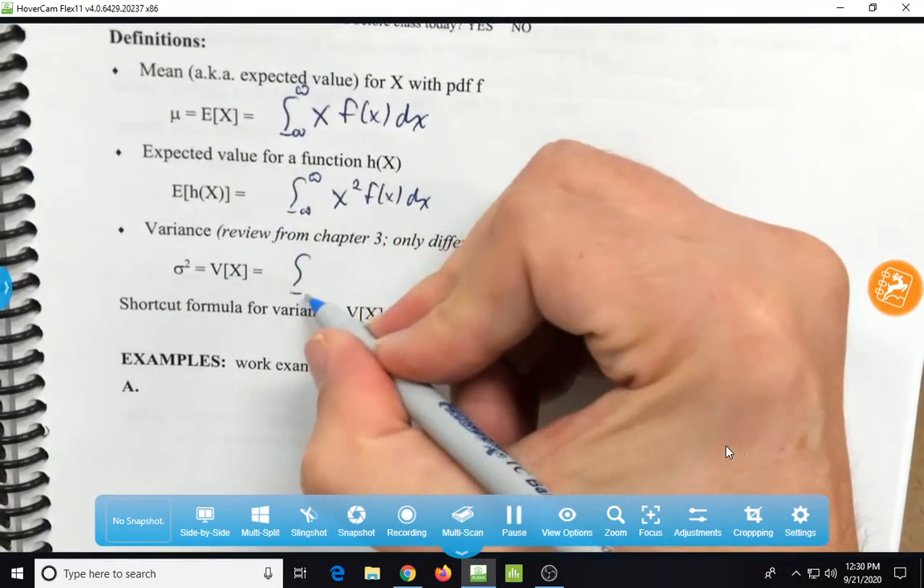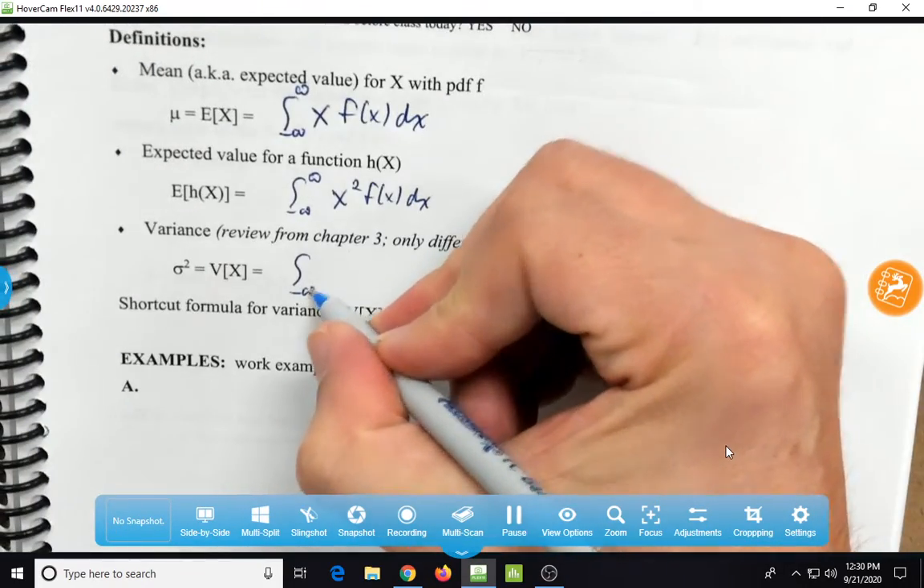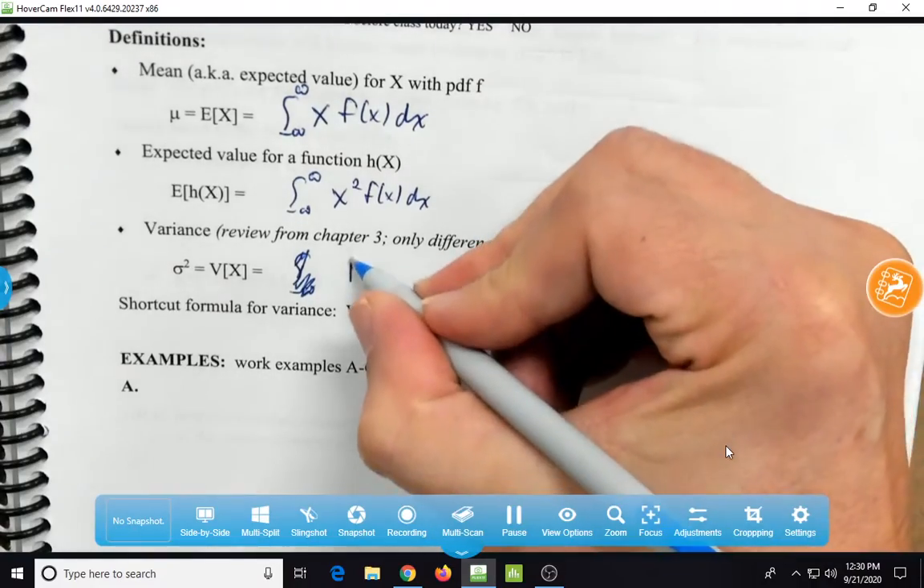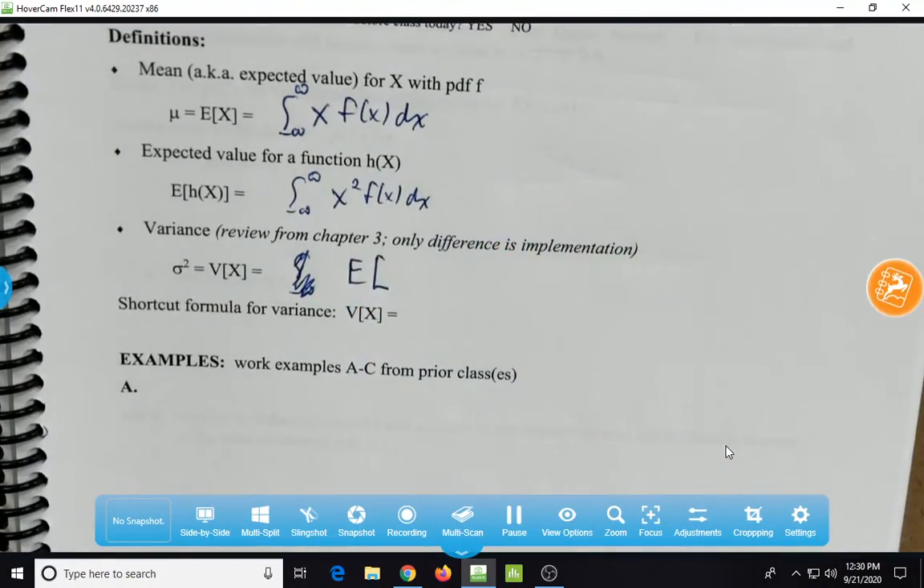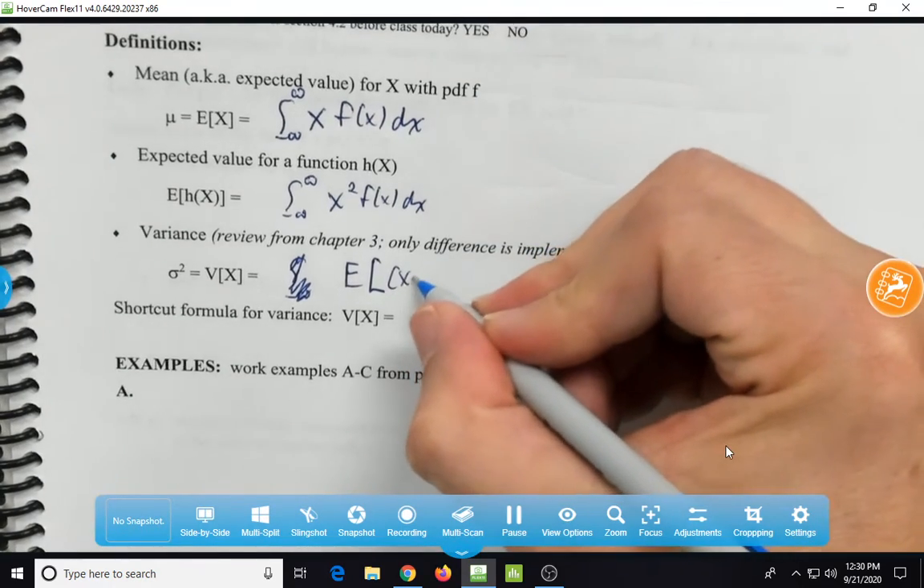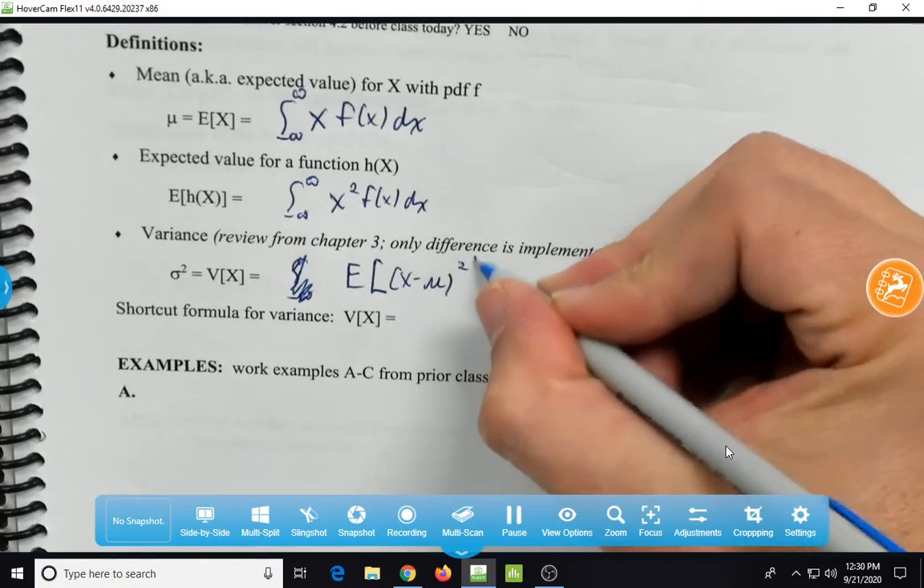This will be the integral from minus infinity. Well, actually, let's not do the minus infinity part. Let's do the expected value of the exact same formula. What is the formula for variance in the discrete case? That's the shortcut formula, which we'll get to next. X minus the mean squared. X minus mu squared, yes.